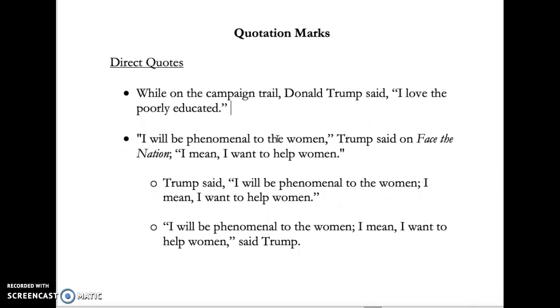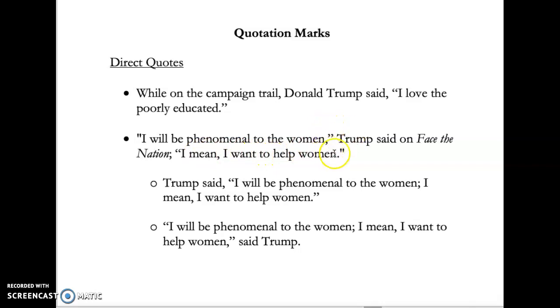Now, you also have the option when you're writing to do what I call a split quote. And a split quote is when you take a quote and you cut it in half at its natural breaking point, and you put the information about who said it in that middle part of the quote. So the original quote that I'm using here says, "I will be phenomenal to the women. I mean, I want to help women."